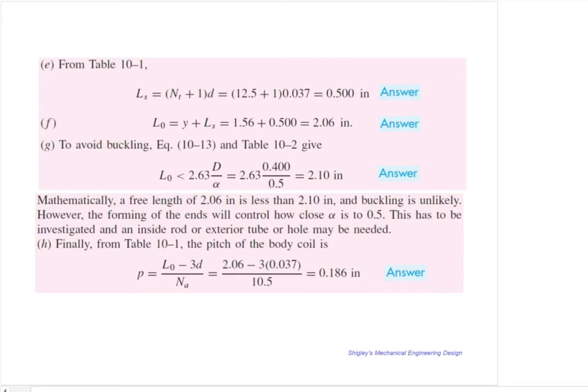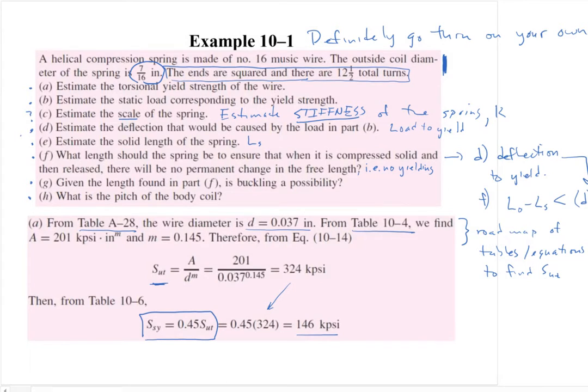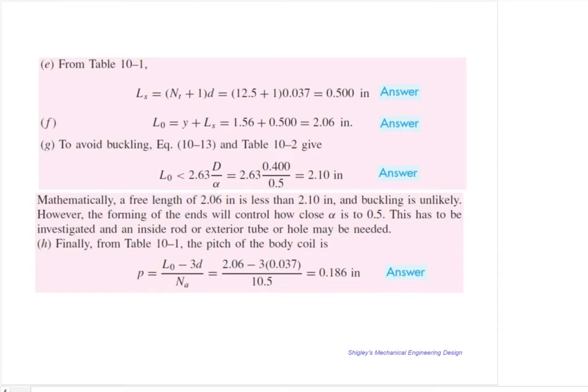For part E, let's flip back and see what we're looking for. Estimate the solid length, L sub S. This is from the table. Number of total coils plus 1 times the coil diameter. That's just a table lookup, identifying your formula by the correct end condition on the table, and then knowing that L sub S is the solid length.